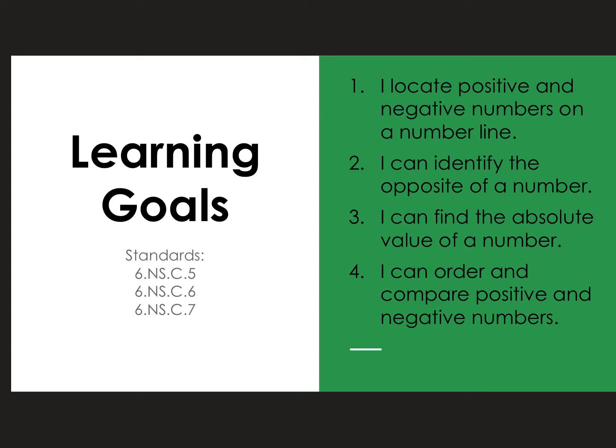Welcome. We are starting Module 3. This is Standard 6 NSC 5, 6, and 7. We are going to work on locating positive and negative numbers on the number line. We are going to identify the opposites of a number. We're going to find the absolute value of a number and order and compare positive and negative numbers. Lots of stuff going on today.